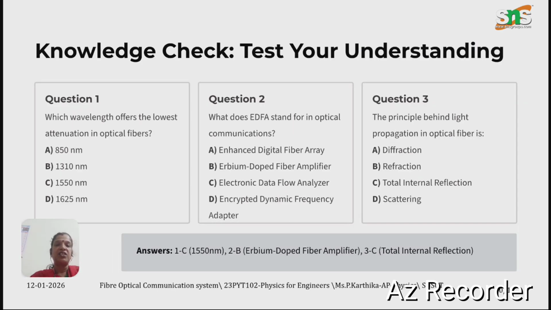Here we can check our knowledge through the previous data. We have three questions. The first one: which wavelength offers the lowest attenuation in optical fiber? The answer is 1550 nanometers. What does EDFA stand for in optical communication? It stands for erbium doped fiber amplifier. And the third one: the principle behind light propagation in optical fiber is total internal reflection. Thank you.